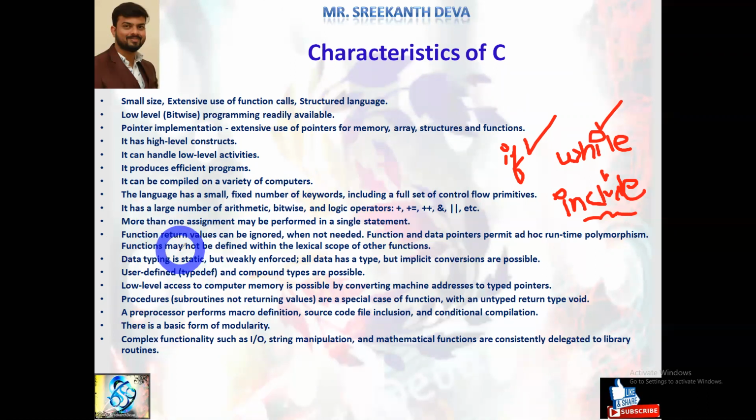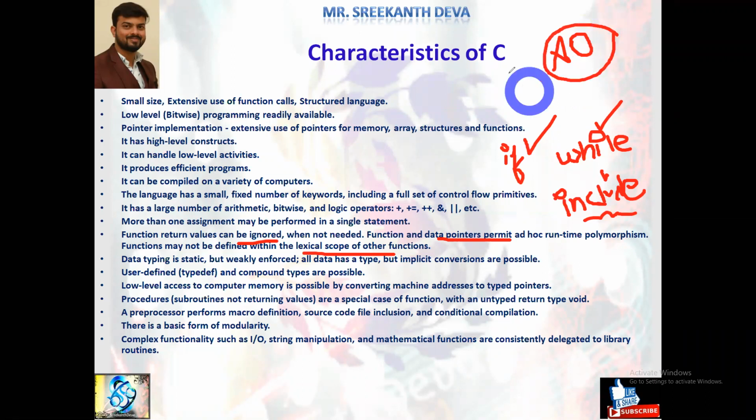C supports functions: function return values can be ignored when not needed. Function and data pointers permit runtime polymorphism. Functions may not be defined within the lexical scope of other functions. See, we can divide the major problem. Arithmetic operators consist of several operators like addition, subtraction, multiplication, division, modulus. Instead of writing these entire arithmetic operators in a single block or main function, we can divide them into several sub functions.